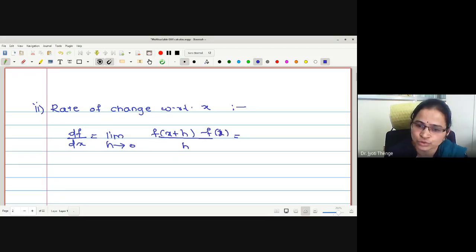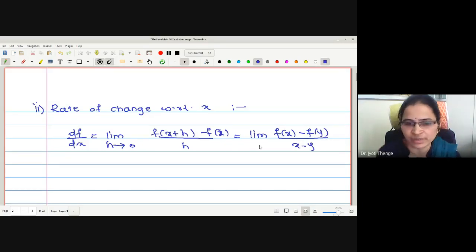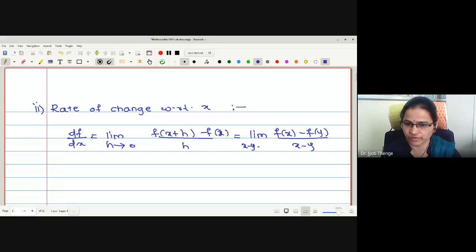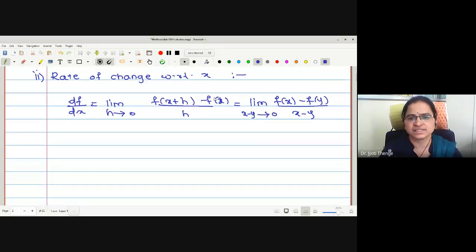This can also be written as limit f(x) minus f(y) upon x minus y. What will be the limiting value then? x minus y tending to 0. Good, very good. Therefore, these two definitions are similar. We only want to take these points, x and x plus h, closer to one another. Here also, if x minus y tends to 0, x and y are coming closer to one another.